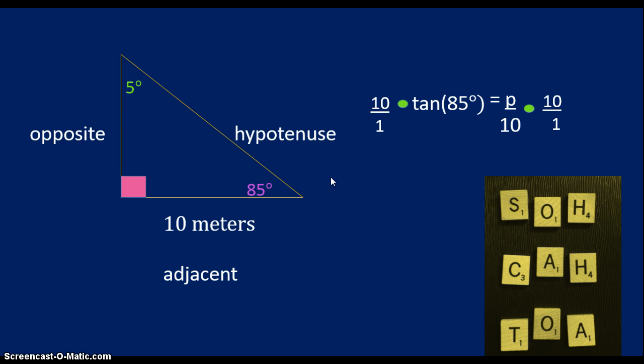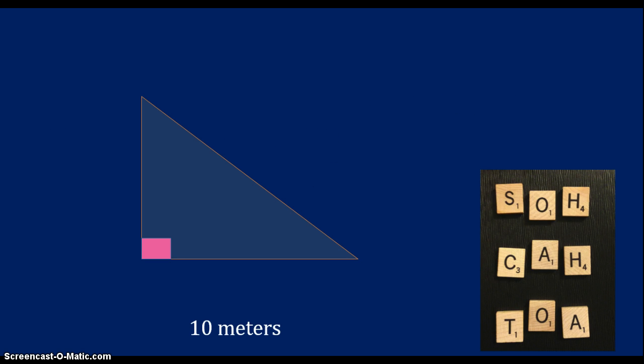But the second part of the problem is, what if this isn't actually 85 degrees, but it's 87 degrees? So we're going to try this out and see the differences. So this is still a right angle. You're still 10 meters apart from your friend, but let's see what else has changed.